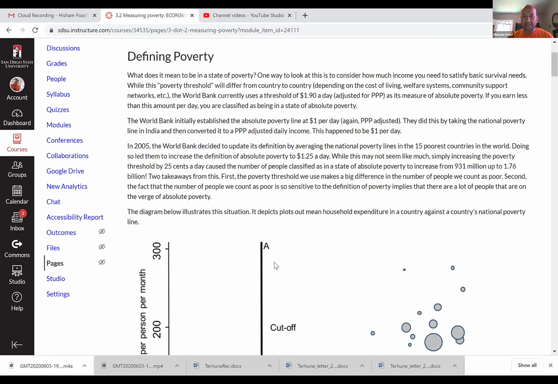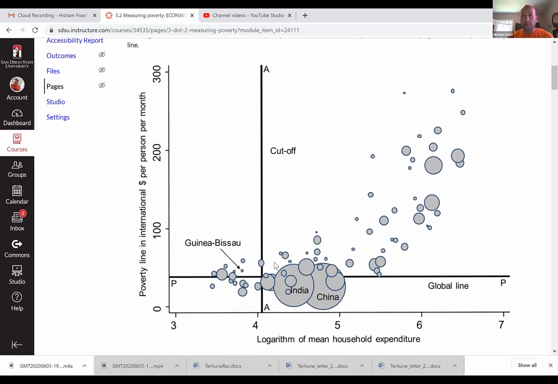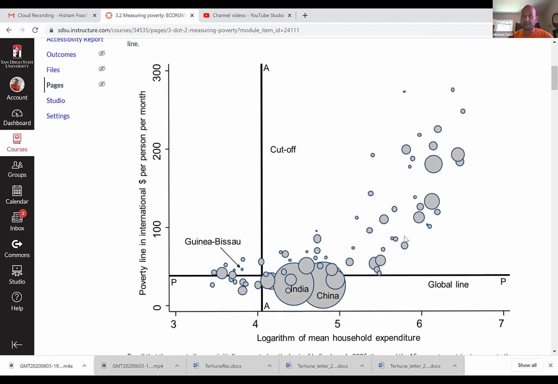To give you a picture of what this reclassification did, what I've got here is a diagram that shows the log of mean household expenditure on the horizontal axis. And it's just a measure of spending by households. A little bit better than income because it actually shows what people are spending on. And then the poverty line, PPP adjusted, and this is in dollars per month, so divide it by 30 if you want to get dollars per day, across all of these countries.